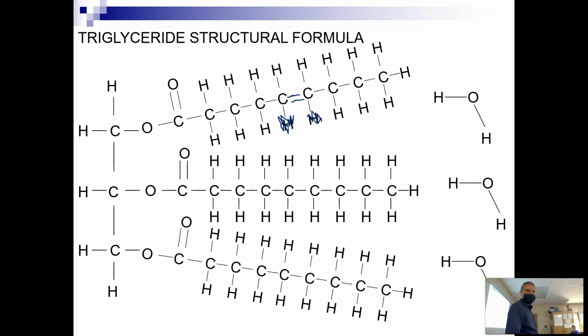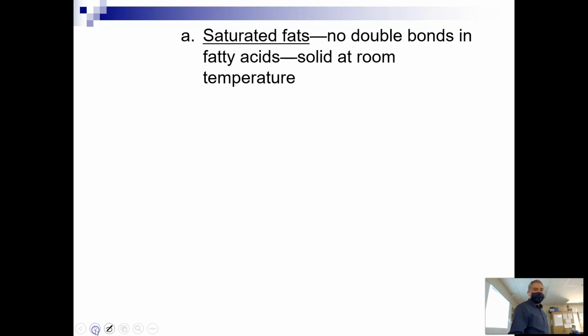Either way, cis or trans, what having a double bond there is going to do is put a kink in the carbon chain. And so the more double bonds you've got in those carbon chains, the more kinks you're going to see. And so what happens is there's not just a chemical difference, but sort of a property difference between saturated and unsaturated fats.